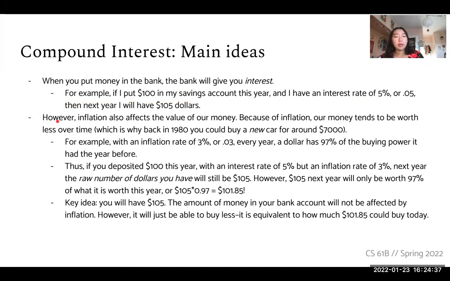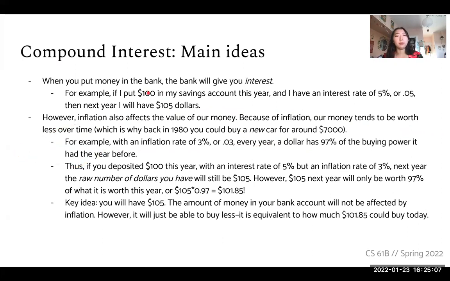However, inflation also affects the value of our money. Because of inflation, our money tends to be worth less over time, which is why back in 1980, you could buy a totally new car for $7,000. You can't do that now. Money has less buying power. For example, with an inflation rate of 3%, or 0.03, every year, a dollar has 97% of the buying power it had the year before.